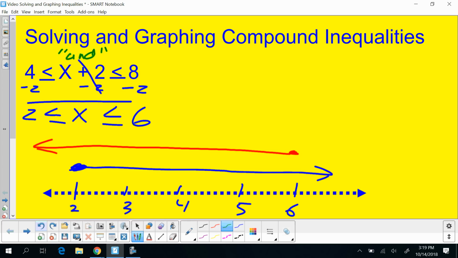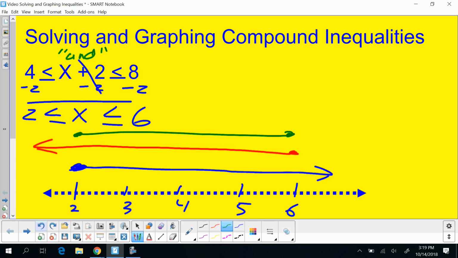So now I go to my blue and my red line and take a look and say, all right, all the numbers from 2 to 6 satisfy both parts of the inequality. So my final solution is what I have graphed in green.